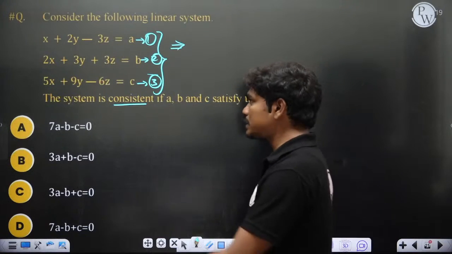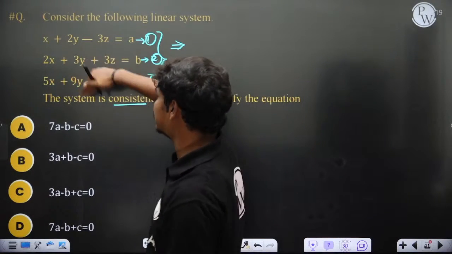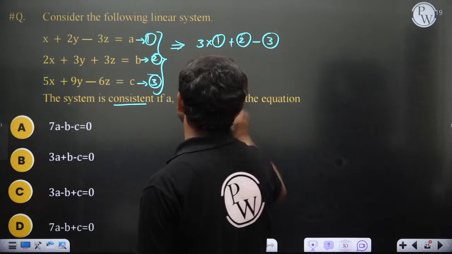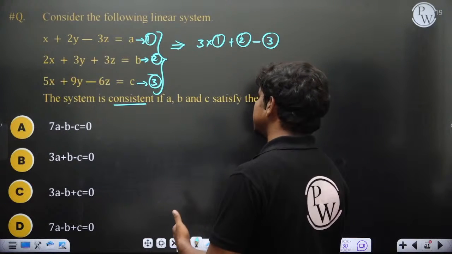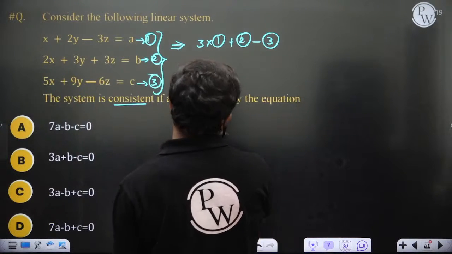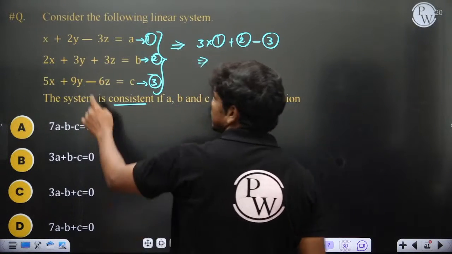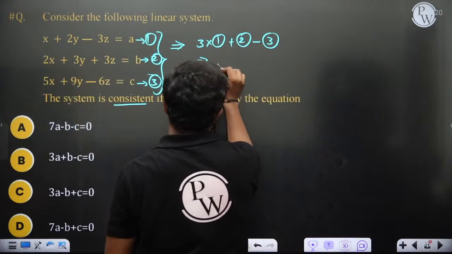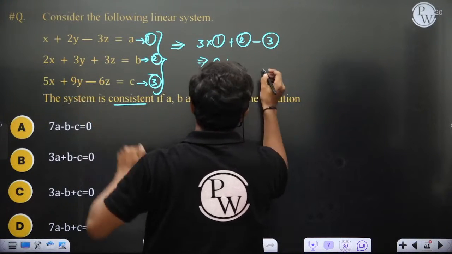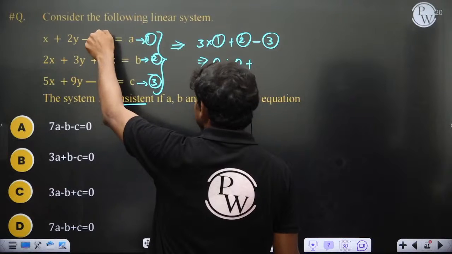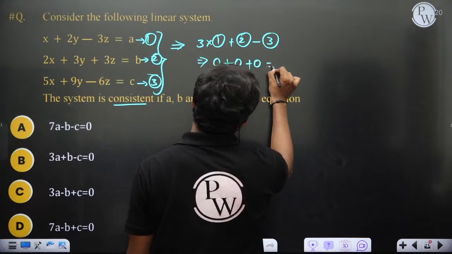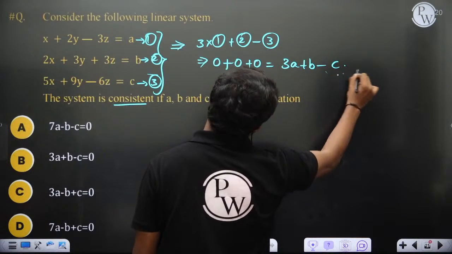Now, for example, if you try to eliminate the left hand side, if you calculate 3 times of 1 plus 2 minus 3, if you do this, we'll get 3 into x plus 2x, 5x, 5x minus 5x, 0, plus 3 into 2y, 6y, 6y plus 3y, 9y, 9y minus 9y is 0, minus 3z. So 3 into minus 3z, minus 9z plus 3z, minus 6z, minus 6z minus of minus 6z is again 0. This should be equal to 3A plus B minus C. Okay, this is what you get.